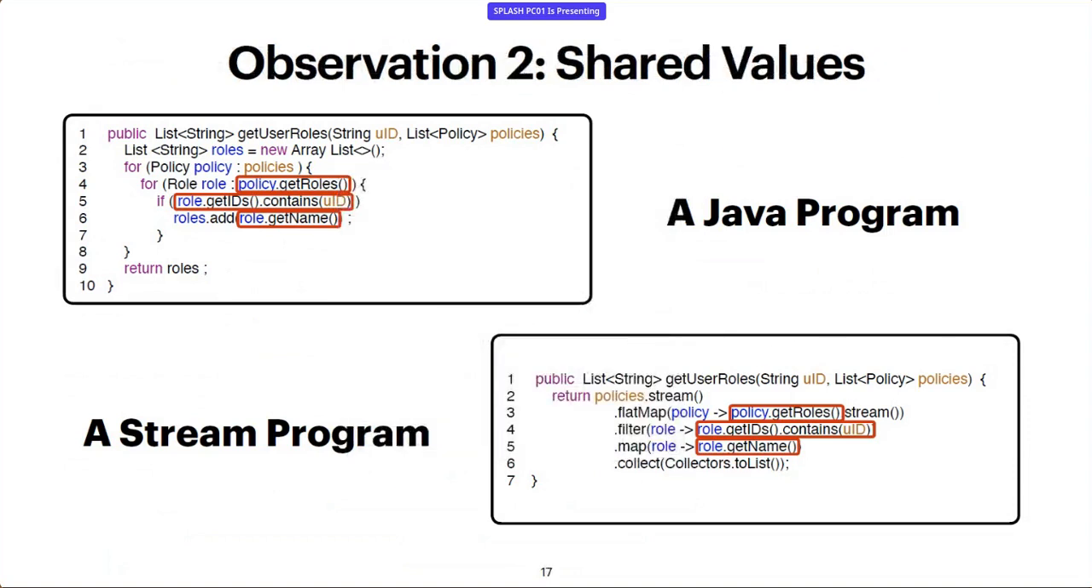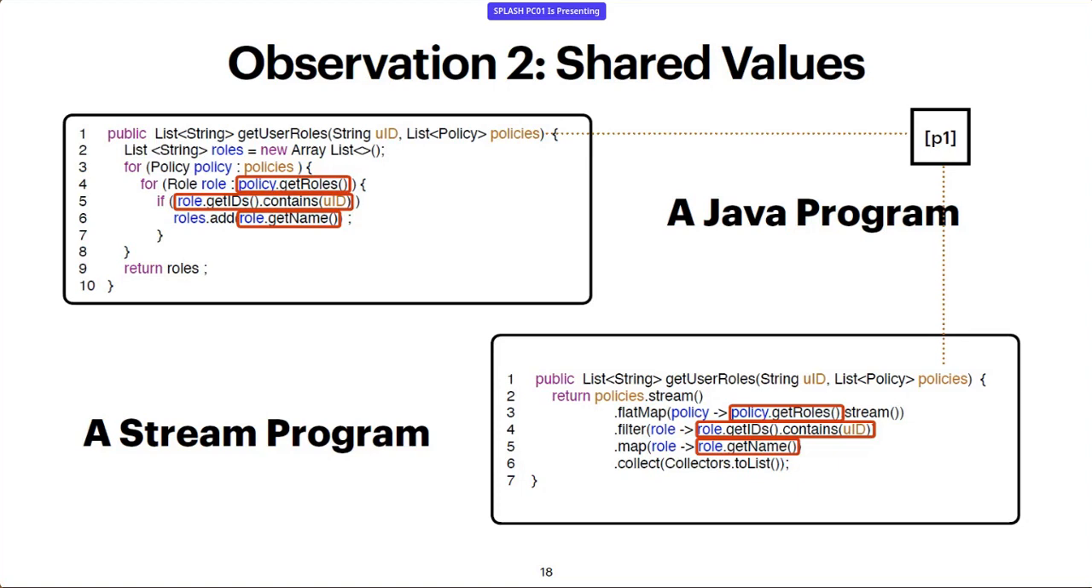The second observation we make is that not only are these expressions shared across the source and target program, but they actually have a deeper semantic relationship. In particular, when we execute these programs on the same input, these expressions will take on the same values. To get a sense of what I mean, let's consider a simple example where we have a list of policies that contains one policy, which we'll call P1. Let's assume that our policy P1 has two roles, which we'll call R1 and R2, and only the role R1 actually has this user ID in it.